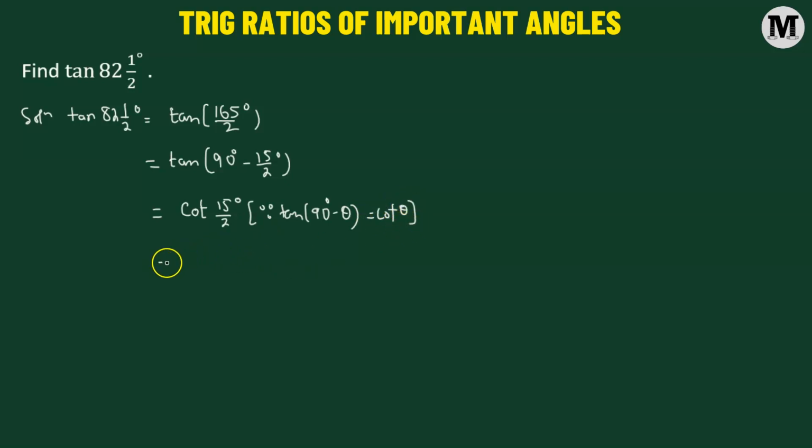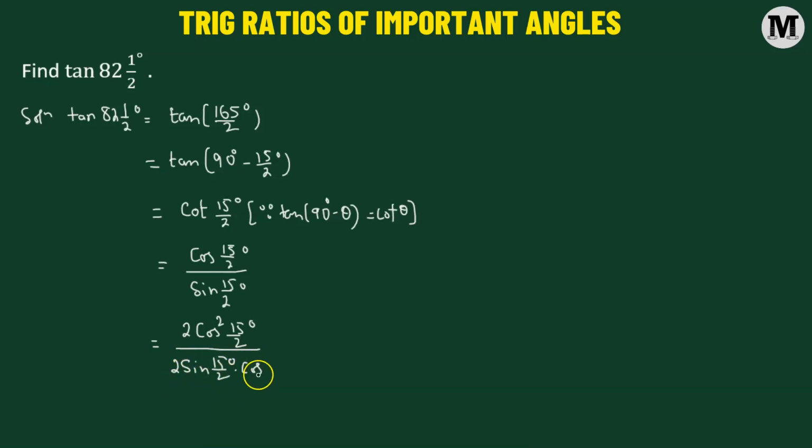Now what we'll do, we will rewrite cotangent in terms of the ratio of cosine and sine. So we have cosine of 15 over 2 degrees divided by sine of 15 over 2 degrees. Next, we'll multiply 2 times cosine of 15 over 2 degrees to both the numerator and the denominator. So that means the numerator will simply become 2 times cosine squared 15 over 2 degrees, whereas in the denominator, we have 2 times sine of 15 over 2 degrees times cosine of 15 over 2 degrees. Now this immediately gives us a formula.